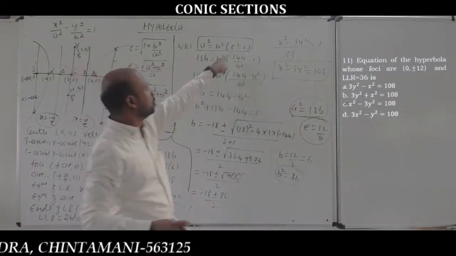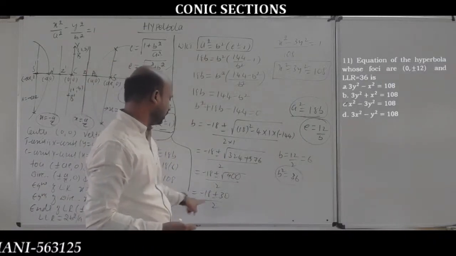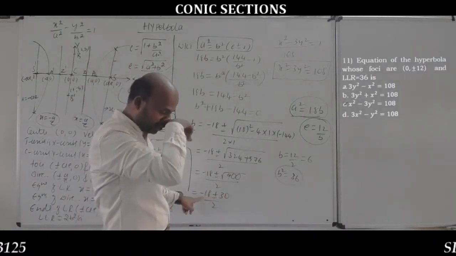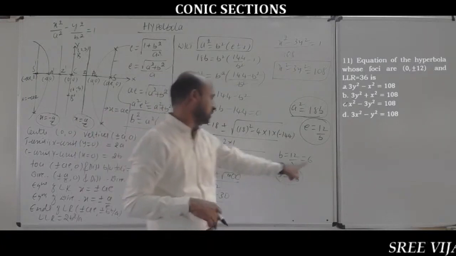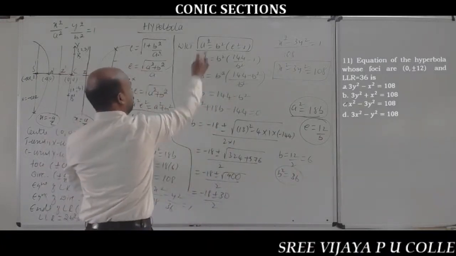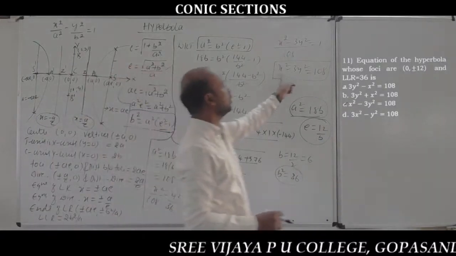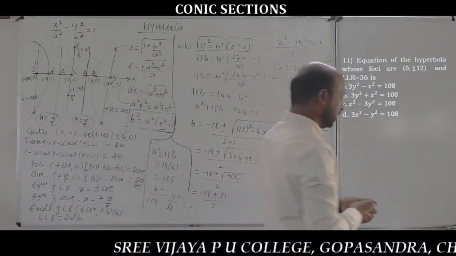So I substituted this value for a square and simplified, and the value of b comes out as 2 into (30 minus 18)/2, that is 6, so b square is 36. So we know that a square is 18b, which is 108. So the final equation of the hyperbola is x square minus 3y square equals 108.